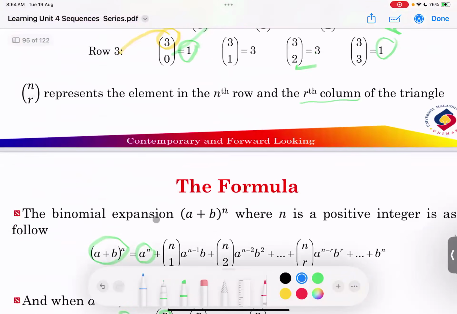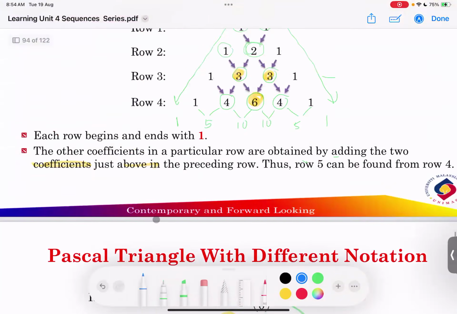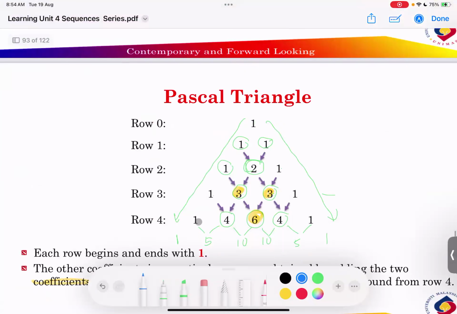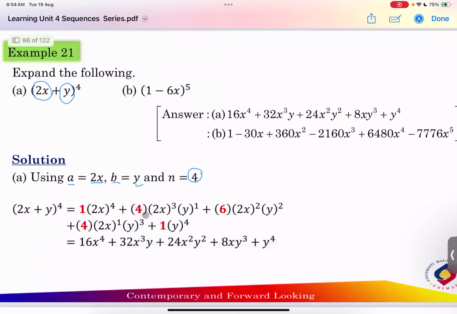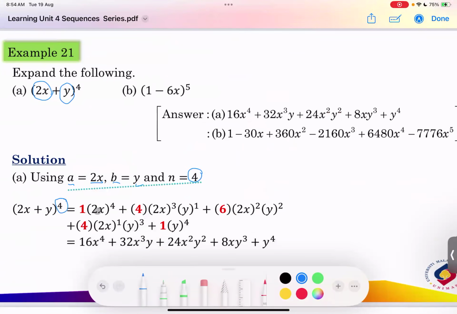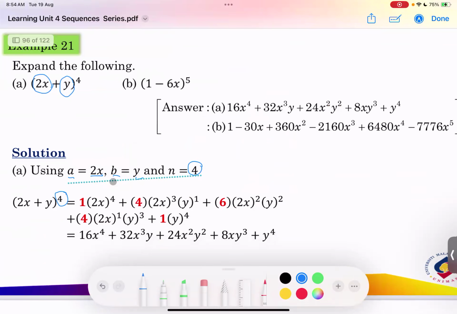Back to here, 1, 4, 6, 4, 1. Why do we use this row? Because this one belongs to row 4. Why row 4? Because you see here is 4. That's why it's 1, 4, 6, 4, 1. After that, you look into this one, your b is y.